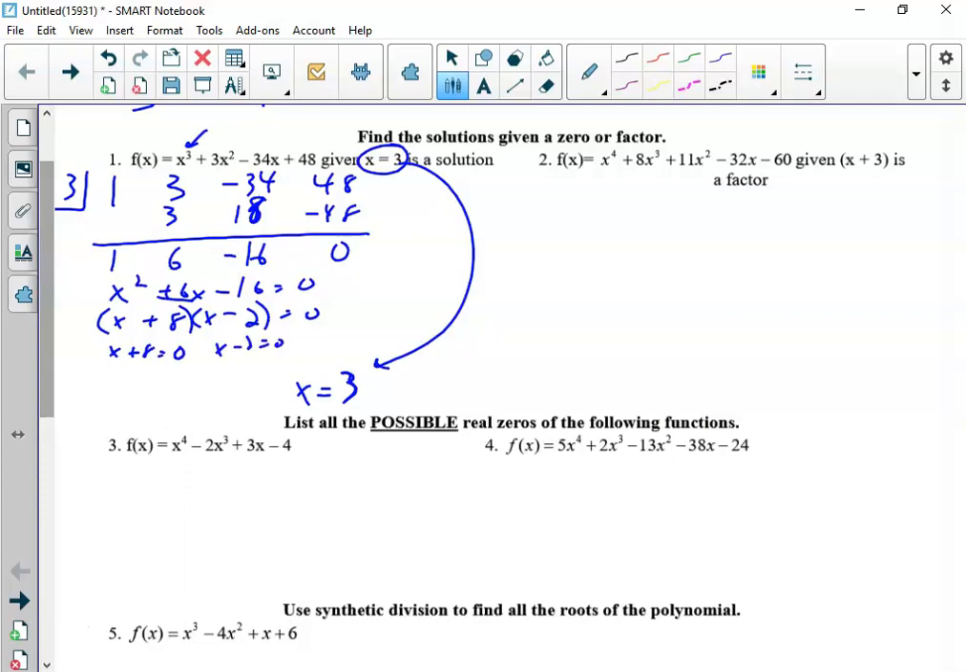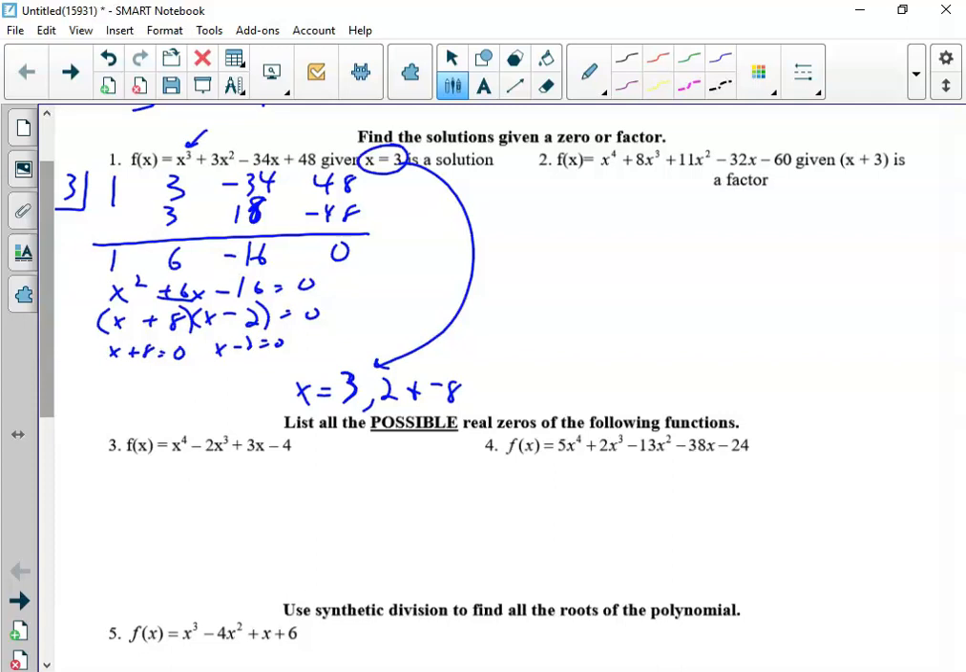And here's the part where you see a lot of people saying, oh, my answer is 2 and negative 8, and leaving off the 3. So don't forget to have all 3. Negative 8, 2, and 3.